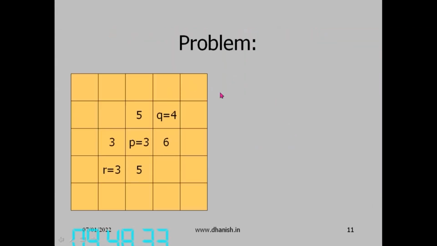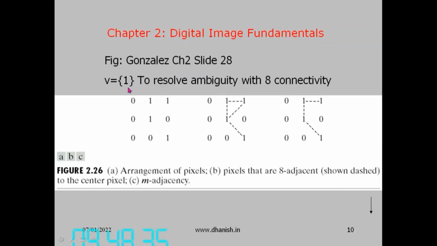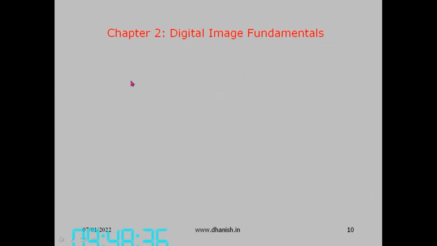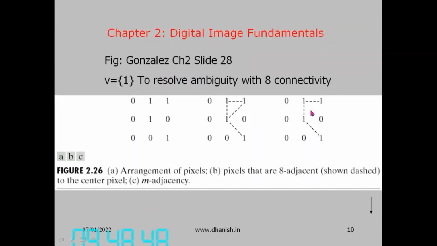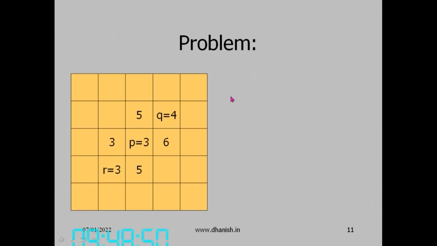Okay, so this case is for V equal to 1. So the values within V only are considered for checking whether it is 4-connected or M connected. So here is a problem where V is changed. Earlier it was 1, now it is 3, 4. So pixels with intensity 3 and 4 only are considered.